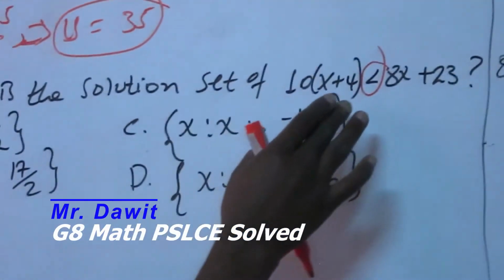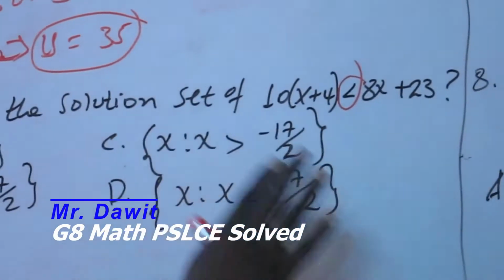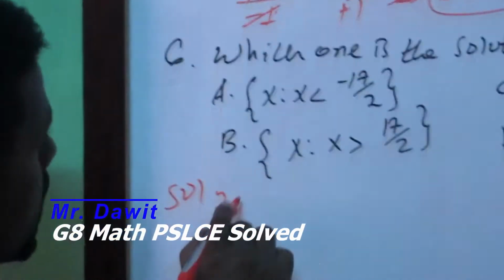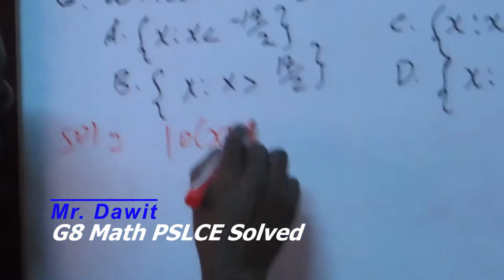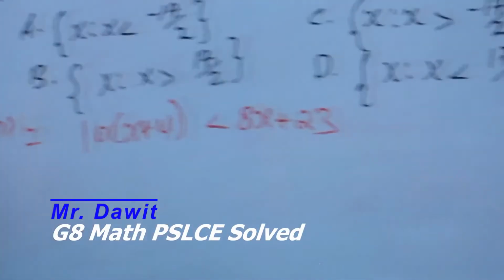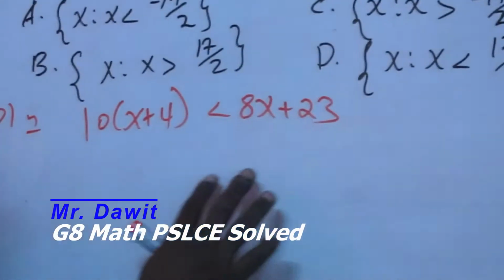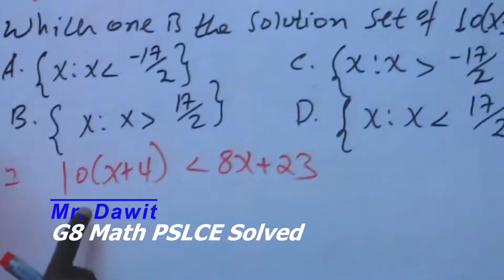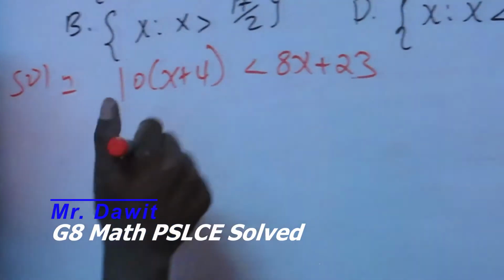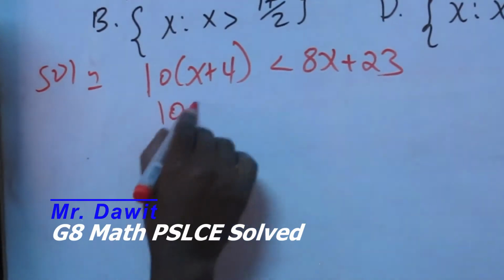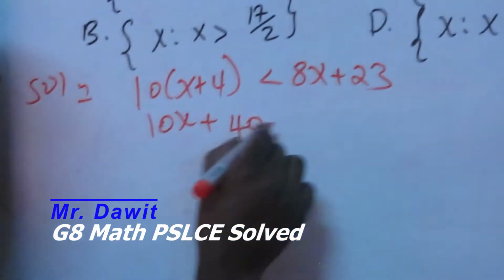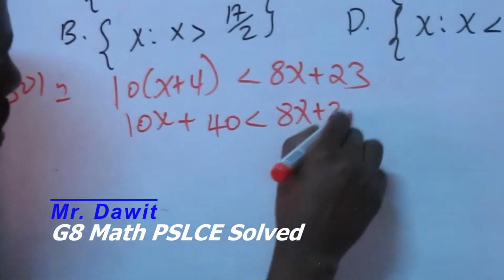That means we have to follow the same procedure as in solving an equation. That becomes 10 times (x + 4) is less than 8x + 23. Now we follow the same procedure, BODMAS. First we have to remove the bracket if there is one. That means 10 times x is 10x, plus 10 times 4 is 40, less than 8x + 23.